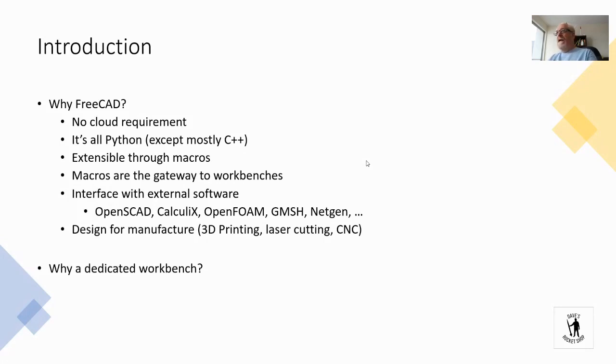So where OpenRocket, if you went to the talk this morning, great software. It's designed for simulation. FreeCAD is more designed for manufacture. So we can take our designs and 3D print them. We can export them for laser cutting, for CNC machining with the built-in workbench called the Path Workbench. That transition is very useful for us.